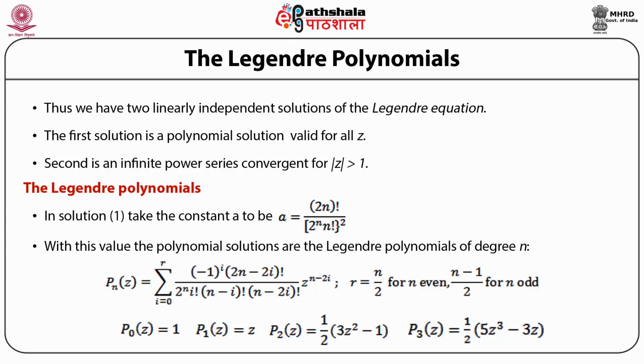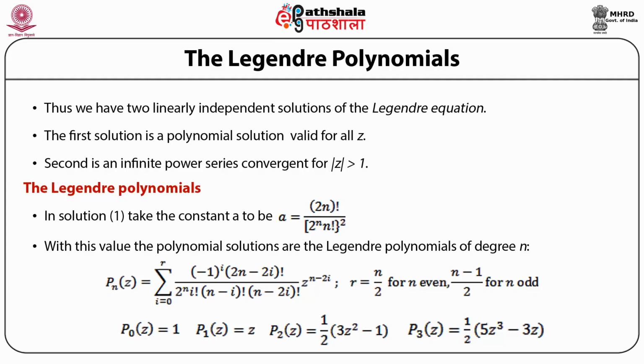to Pn of z. Pn of z is equal to summation over i going from 0 to r of minus 1 raised to power i into 2n minus 2i factorial into z raised to power n minus 2i divided by 2 raised to power n into i factorial into n minus i factorial into n minus 2i factorial. Here r is equal to n by 2 if n is even and r is equal to n minus 1 by 2 if n is odd.